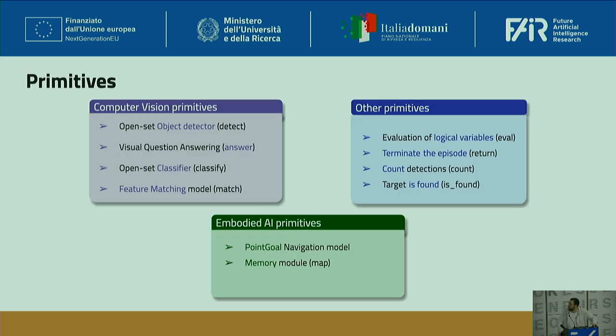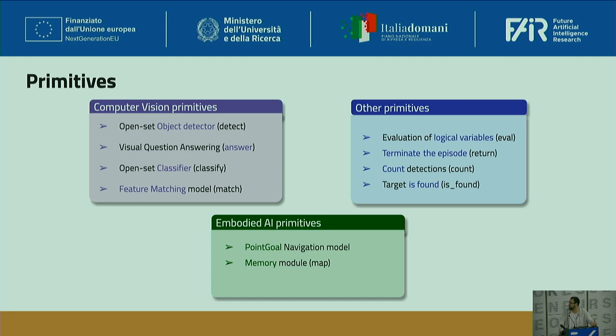We collected several primitives inside our framework, especially computer vision ones, like object detection, classification, and visual question answering, that allow the agent to extract information from the environment. We have other, more general primitives as well, like a way to evaluate logical variables, a way to terminate the current episode, and a way to understand if the current target for the agent is found.